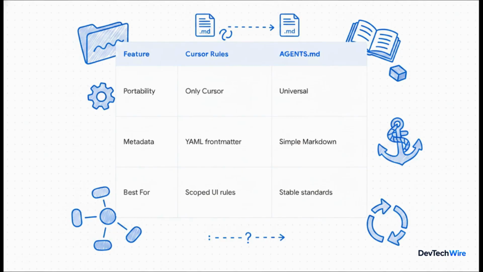Cursor rules, which in 2026 are organized as .mdc files inside a rules folder, are fantastic for attaching specific YAML triggers. You can literally tell Cursor, hey, only apply this rule when I'm editing a React form. That is highly scoped magic. AGENTS.md, on the other hand, is your stable metadata-free anchor. It's just simple Markdown that applies universally across the board.